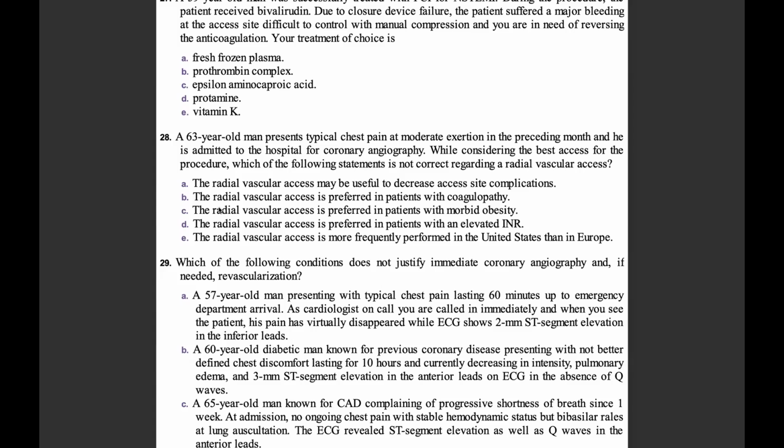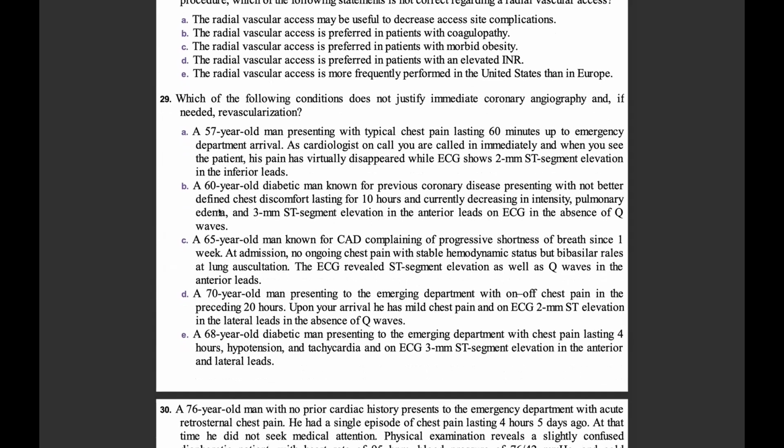For question 28. Then question 29. Which of the following conditions does not justify immediate coronary angiography and, if needed, revascularization? I think this question is asking us about the indications. I think they're trying to ask us for indications of primary PCI.